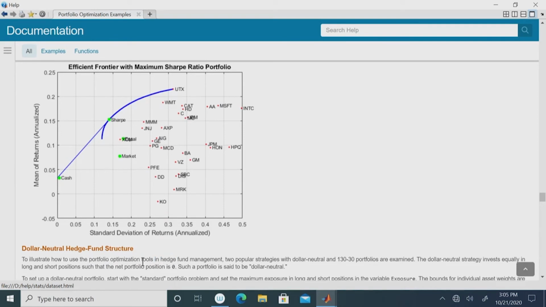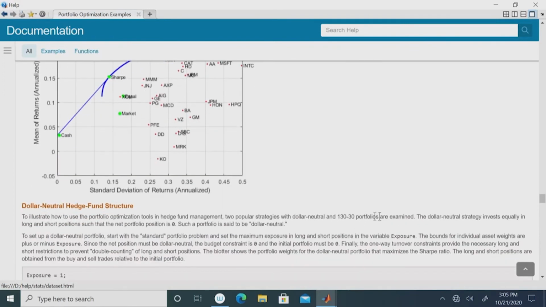So, hedge funds essentially are funds with a large amount of assets under management, and typically they will be handling assets on behalf of high net worth individuals or people who have a lot of disposable cash for investment. Now, two popular strategies that are adopted for portfolio optimization by hedge fund management are what are known as dollar neutral and what are known as 130-30 portfolios.